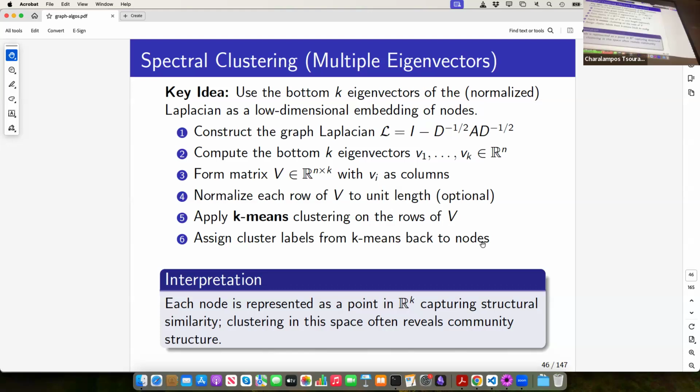What I would like you to think is that an eigenvector assigns to each node a value. So if you have k eigenvectors, every node gets a vector of dimension k, which is the row of this matrix. When you perform k-means, you cluster the embedding of the nodes. This is your first connection to the concept of embeddings that we've been discussing in deep learning. This is one of the precursors of node embeddings with provable guarantees.